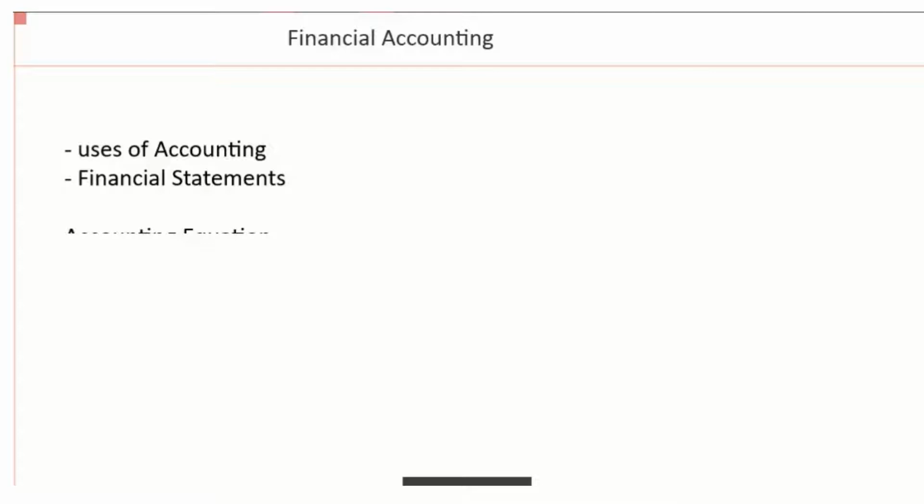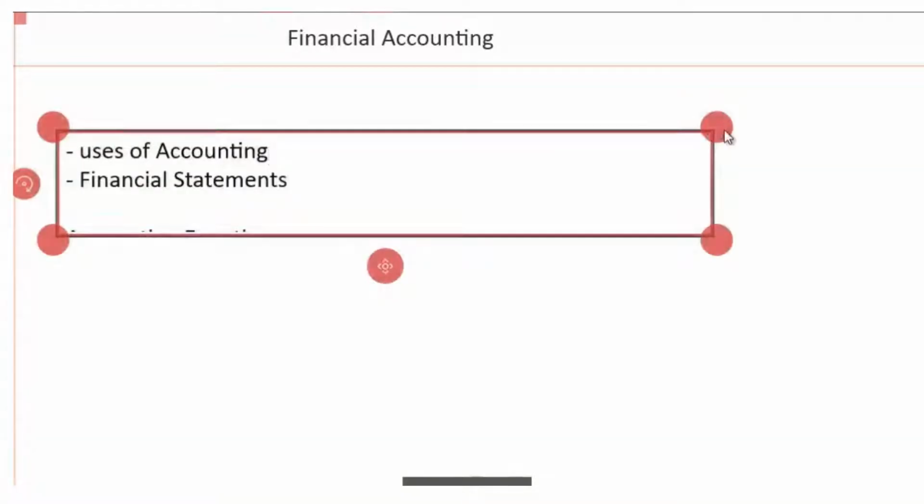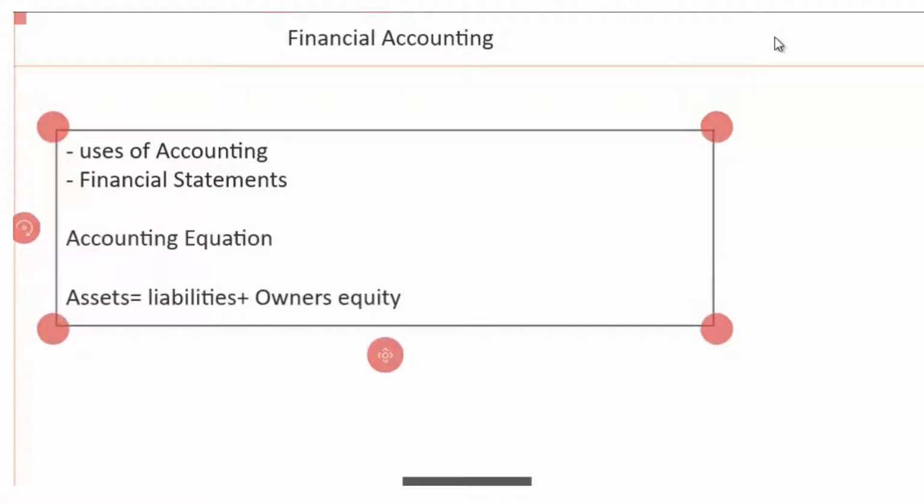Alright, so we're going to talk about accounting, and the two objectives we have today are the use of accounting and financial statements. When you hear about accounting, most persons want to find out about the accounting equation, right? And the accounting equation says that assets equal liabilities plus owner's equity.